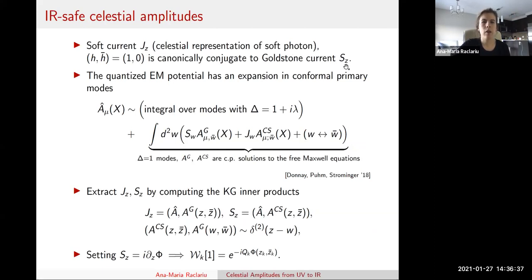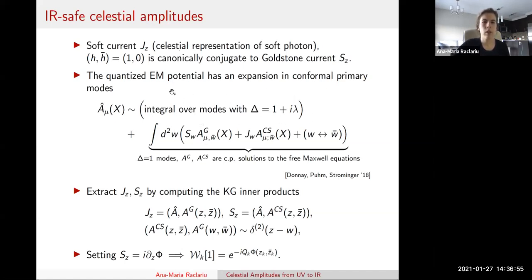There is, though, a canonical conjugate to this operator, which has the same dimension and the same spin, and this was shown in this paper here, which means that the quantized electromagnetic potential has an expansion in conformal primary modes, which takes this form here.